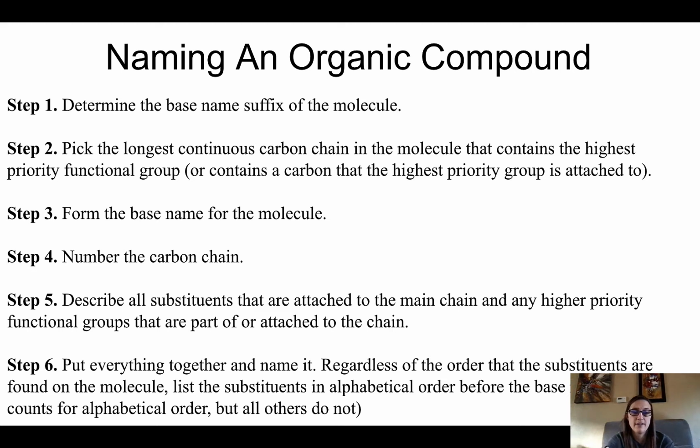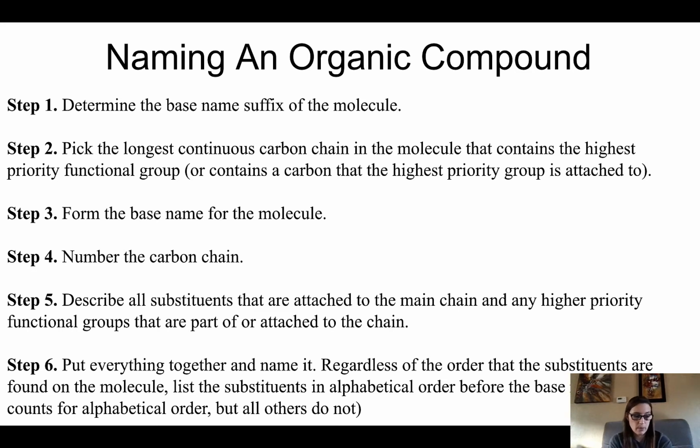And then step 5, describe all substituents that are attached to the main chain and any higher priority functional groups. So with step 5, there's a lot of information in your notes, but essentially what we're doing is we're indicating the position of all of the substituents that are in the molecule. It helps some people to circle the substituents, circle the groups that are attached, and list them out. So if you have a priority 1 functional group or a priority 2 or 3, you can see in your notes how we would name it.